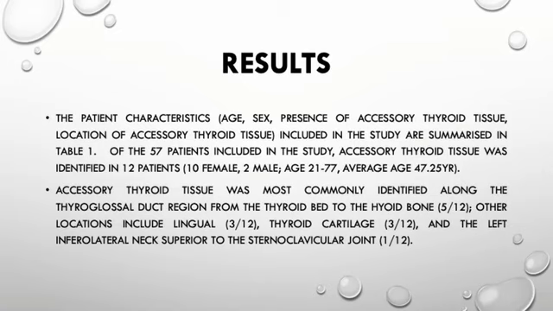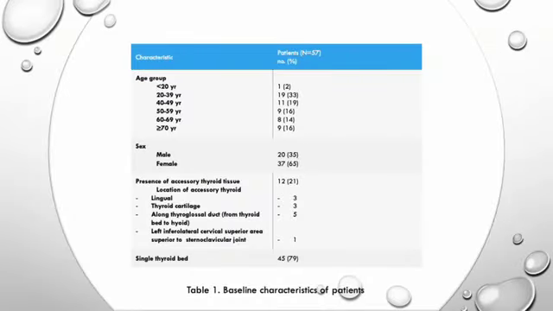Other locations included lingual location of ectopic thyroid tissue, as well as anterior to the thyroid cartilage and the left inferolateral neck superior to the sternoclavicular joint. So this is a summary table of our results. You can see that most of the patients were female, and 12 patients had evidence of accessory thyroid tissue, of which the most common was in the thyroglossal duct region.